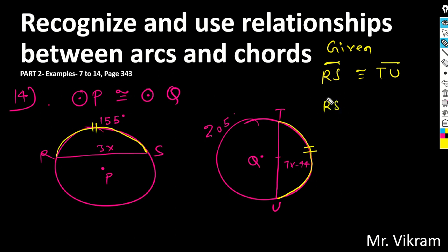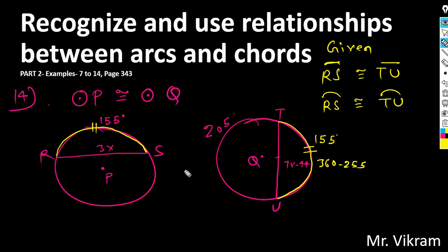So arc RS is congruent to arc TU. Yes? But now this is 155. So how much will this be? This will also be 155. And why? Because this is 205, and 360 minus 205 will give you 155. Okay, that's not the thing that we want, right? But this is the extra information which I gave you.